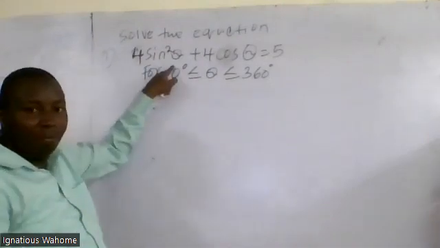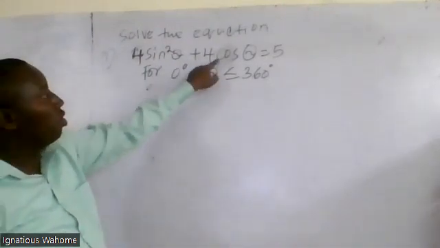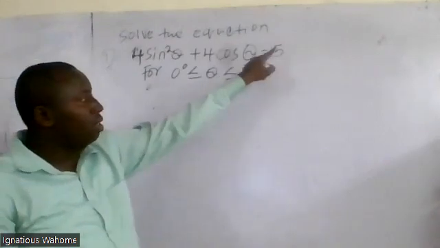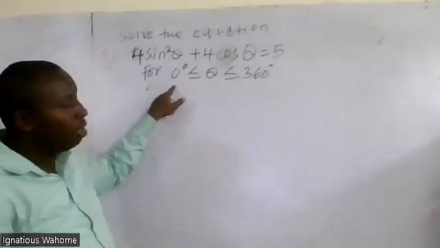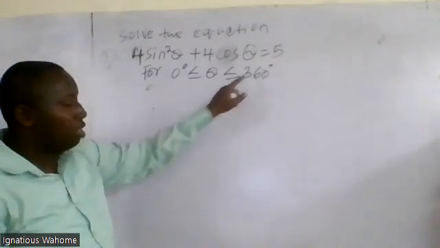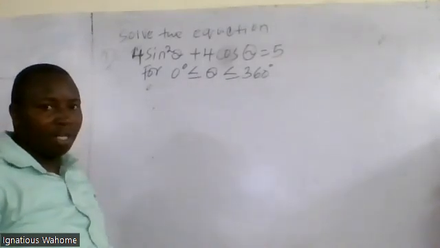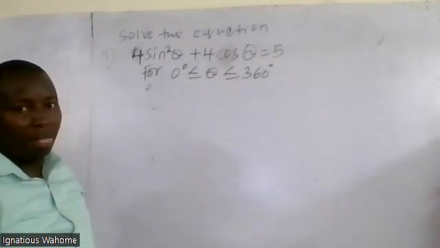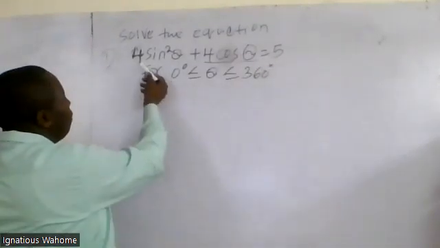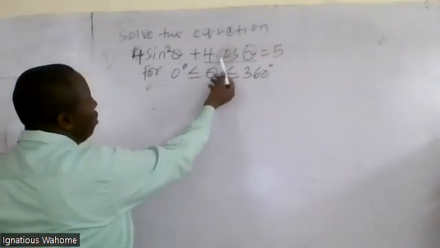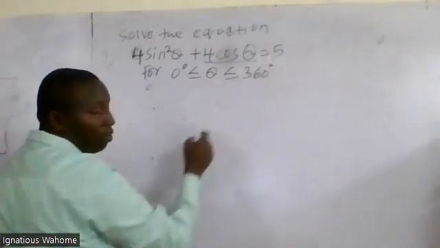4 sine squared theta plus 4 cos theta is equal to 5, for the range given between 0 and 360. So that is the range of theta, the value of theta that you're working with. Now, step number 1, you identify this. You have 4 sine squared theta plus 4 cos theta equals 5.